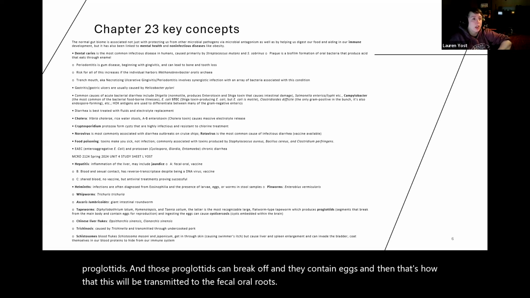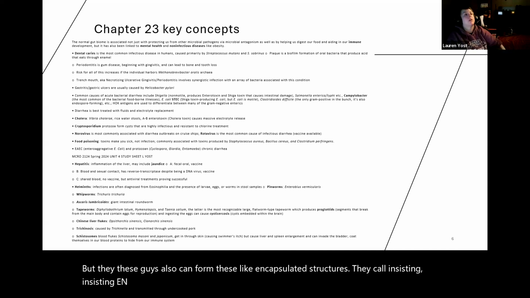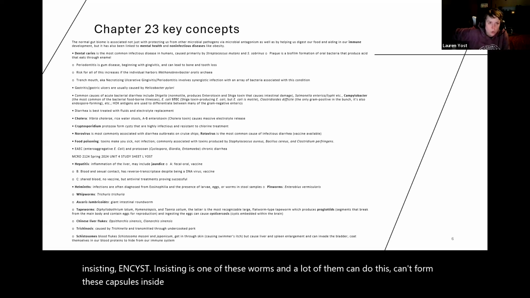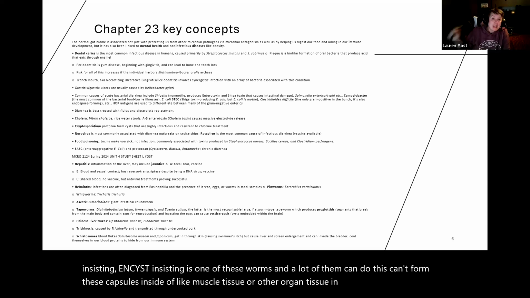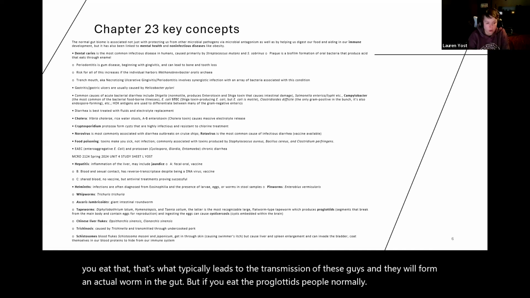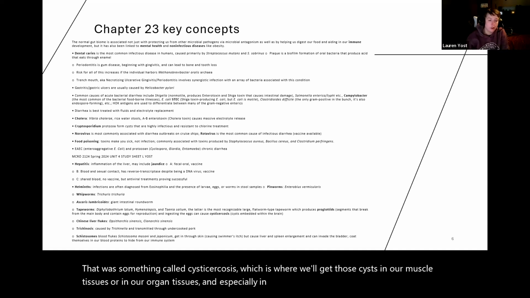But these guys also can form these encapsulated structures. They were what we call encysting, E-N-C-Y-S-T. Encysting is one of these worms, and a lot of them can do this, can form these capsules inside of muscle tissue or other organ tissue in the body. And then when you eat that, that's what typically leads to the transmission of these guys, and they will form an actual worm in the gut. But if you eat the proglottids, people normally present with something called cysticercosis, which is where we'll get those cysts in our muscle tissues or in our organ tissues, and especially in the brain, which is called neurocysticercosis.